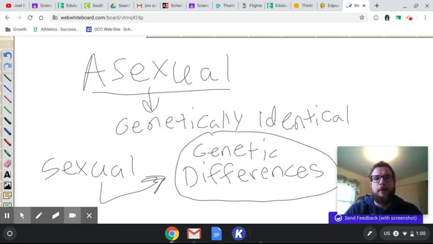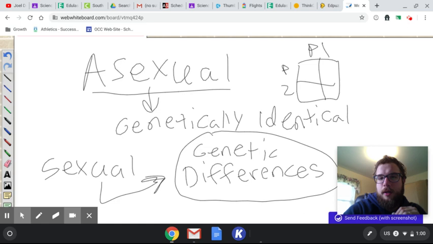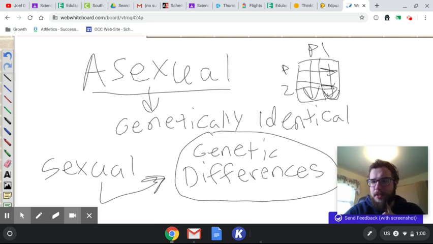I want you to practice your Punnett squares. Remember, parent one, let me do a quick little box here. Parent one is going to go up here, and then parent two is going to go here. You go down and down, and then you go across that way. Okay. So it's that simple.